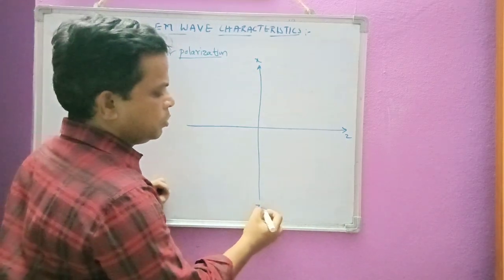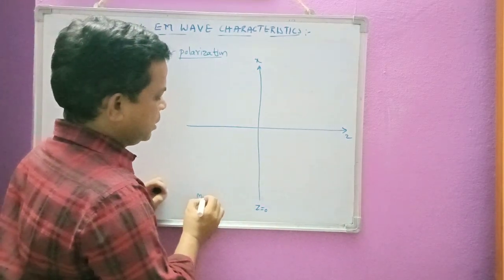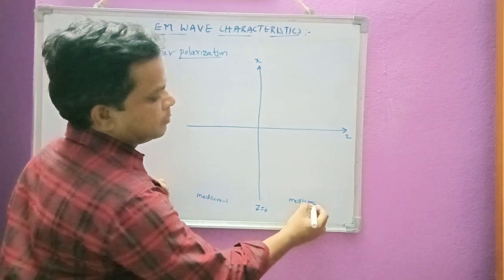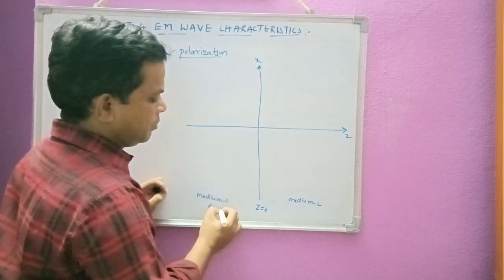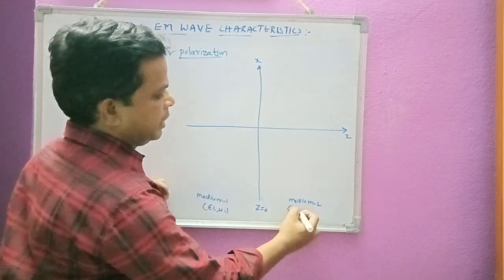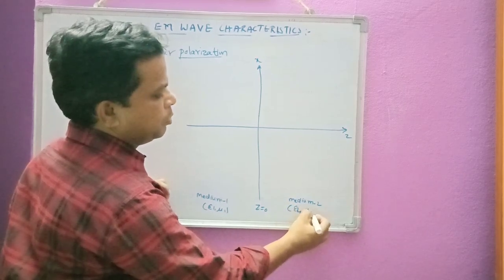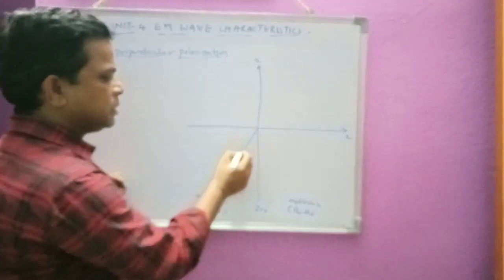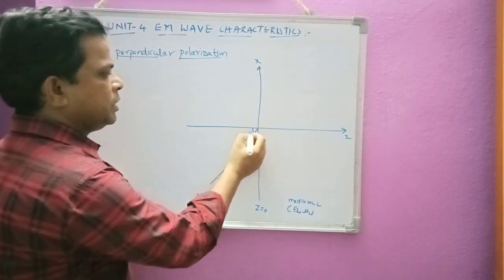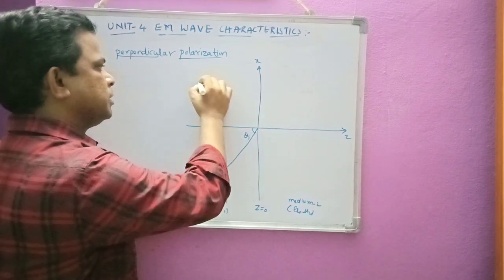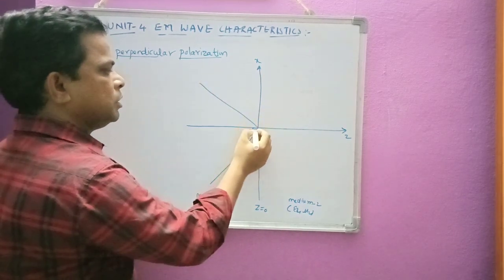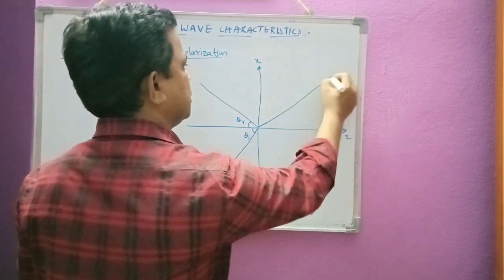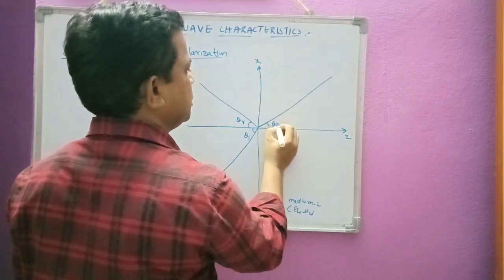This is at z equal to 0. I am going to regard this as medium 1 and this as medium 2. Medium 1 is characterized by epsilon 1 and mu 1, and medium 2 is characterized by epsilon 2 and mu 2. Now I am going to draw the incident wave like this, making an angle of theta i to the normal. Similarly I draw the reflected wave with angle theta r, and the transmitted wave with angle theta t.